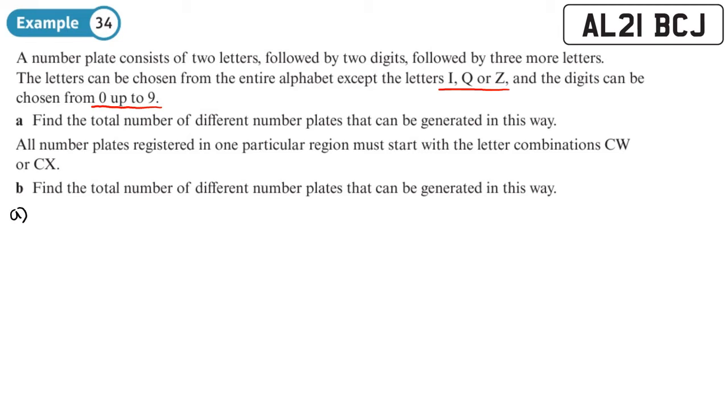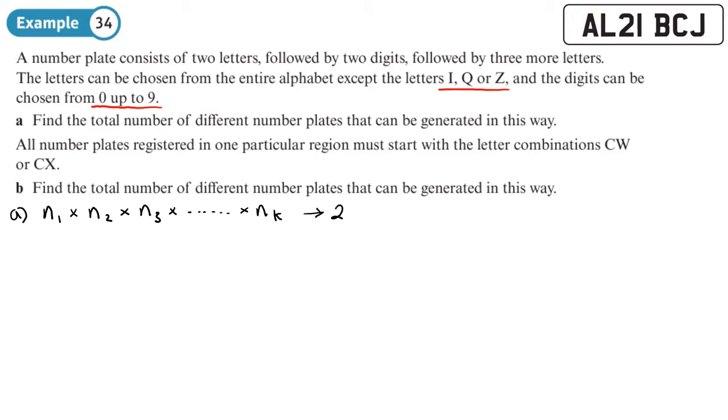So this is the type of question where we have different items, and each item has a different number of ways of choosing that item. So this is the calculation that we would do. This is the formula that we would use for that. Right, so let's start with the first letter here. Well, the alphabet contains 26 letters, but we can't use 3 of them. So there are 23 different choices for the first letter.